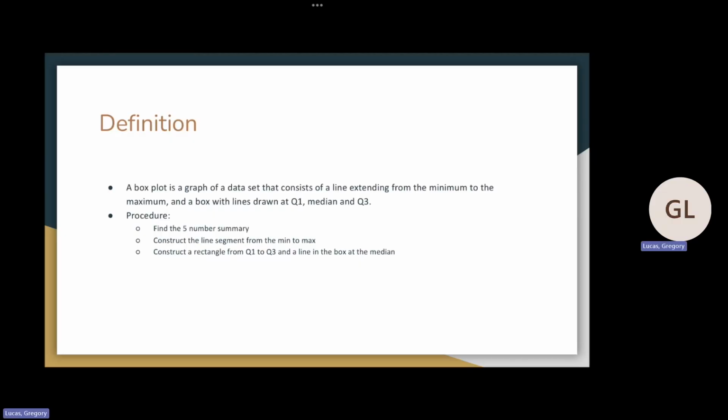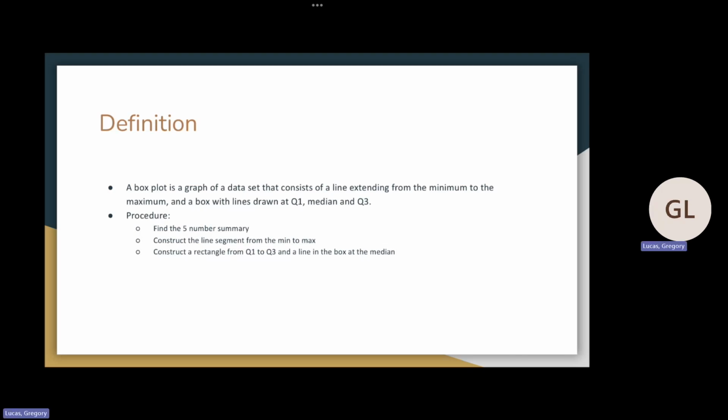A box plot is a graph of a data set that consists of a line extending from the min to the maximum value. And then we're going to create a box from Q1, Q2, and Q3. So that's where we're going to draw 3 lines. The box is really Q1 to Q3, and then there'll be a line in the middle of the box where the median is.